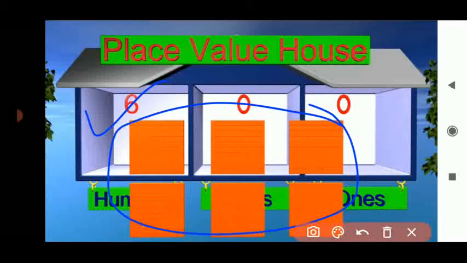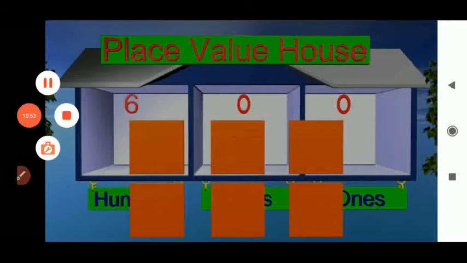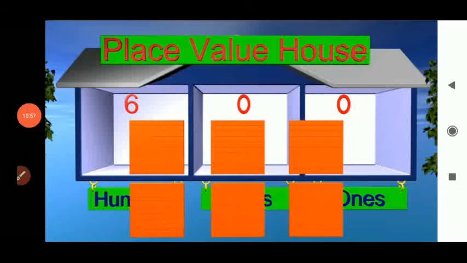Just the main rule you have to remember is that you have to see where that number is. Okay? You have to see that. Now, 600 is more than 60, and 60 is more than 6. So we can represent 600 by using these blocks. I hope it is very easy to understand this place value by these houses.